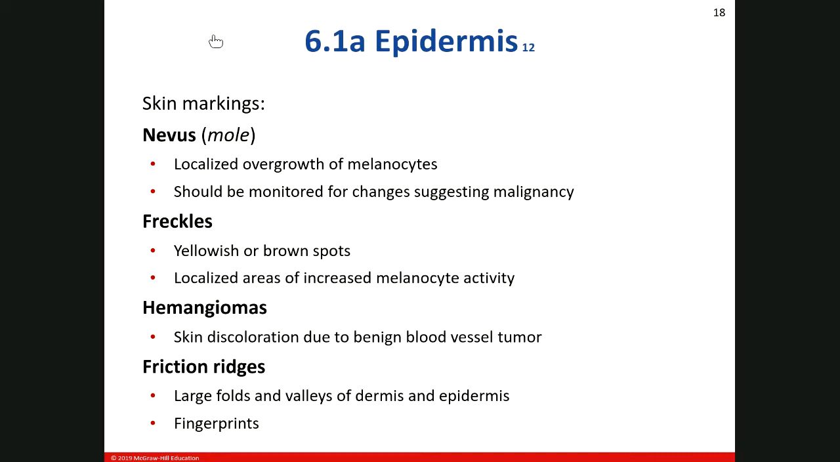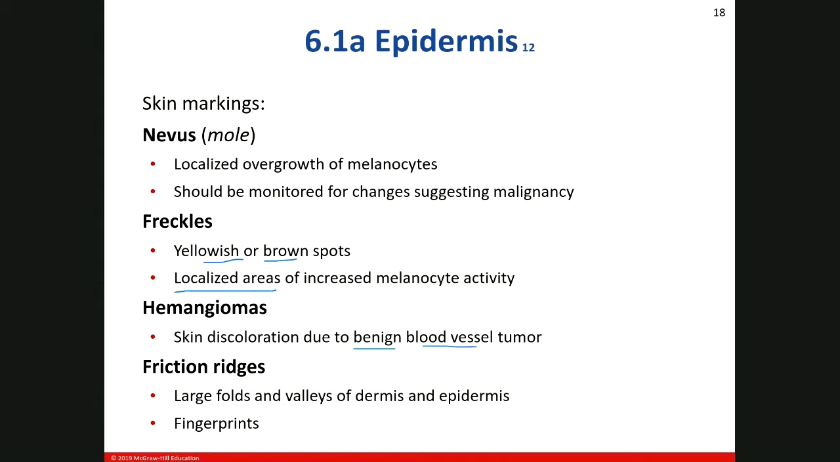Freckles, like I was saying, are just localized areas. Some of the melanocytes in my body, or those of you that have freckles, are just working better than others, and you'll get these spots that pop up. Mostly brown, but you can also have yellow coloration there. Hemangiomas, have you ever seen that on little babies, little kids? They'll have little spots there, and again, it's another benign type of tumor, but it's from blood vessels, and it causes discoloration of the skin.